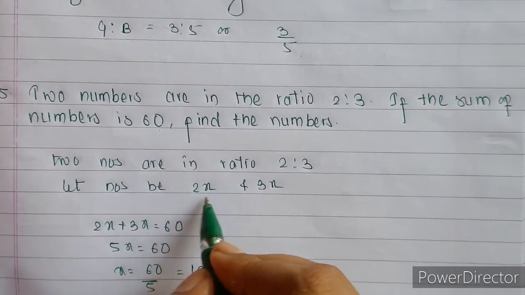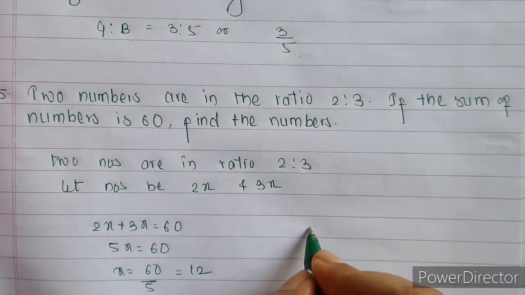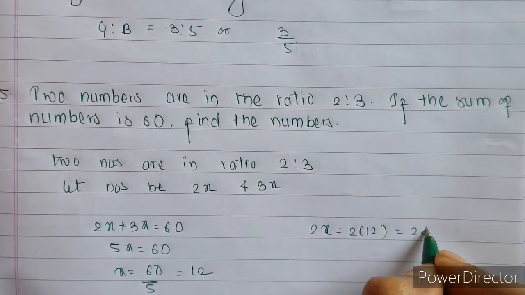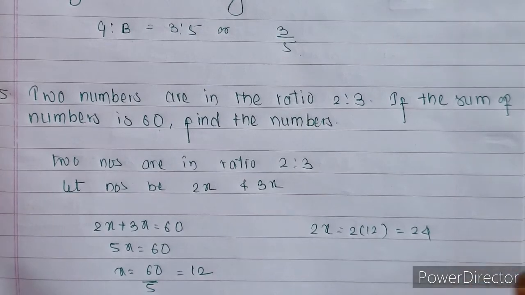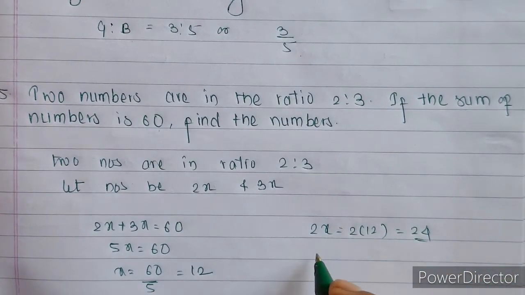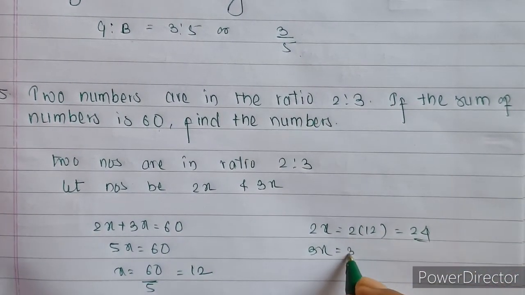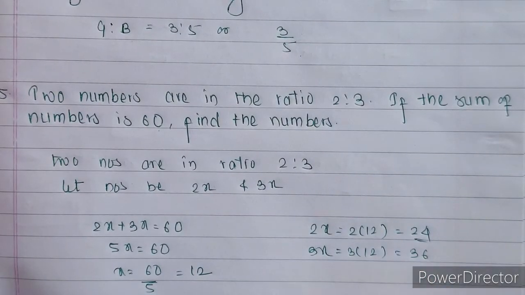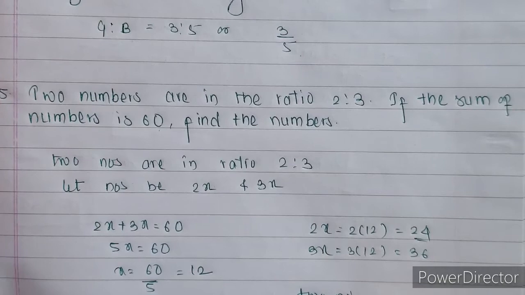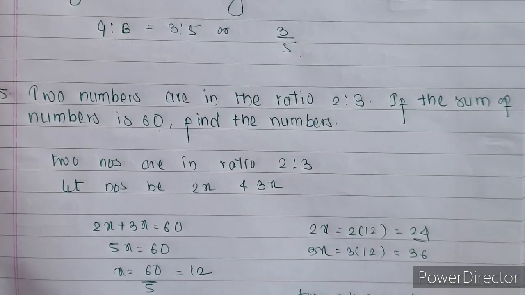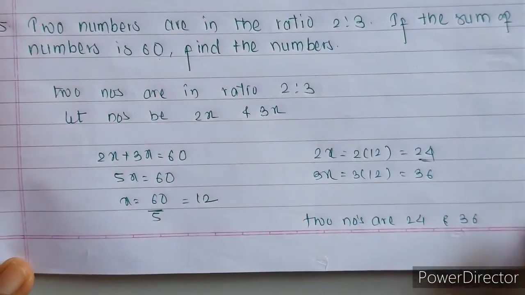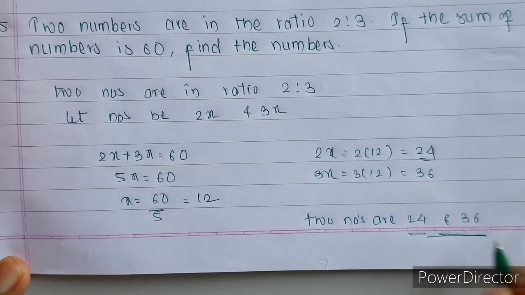So what will be our first number? The first number is 2x. So 2x is 2 into 12, which is equal to 24. The first number is 24. What will be the second number? 3x, so 3 into 12, which is equal to 36. The two numbers are 24 and 36.